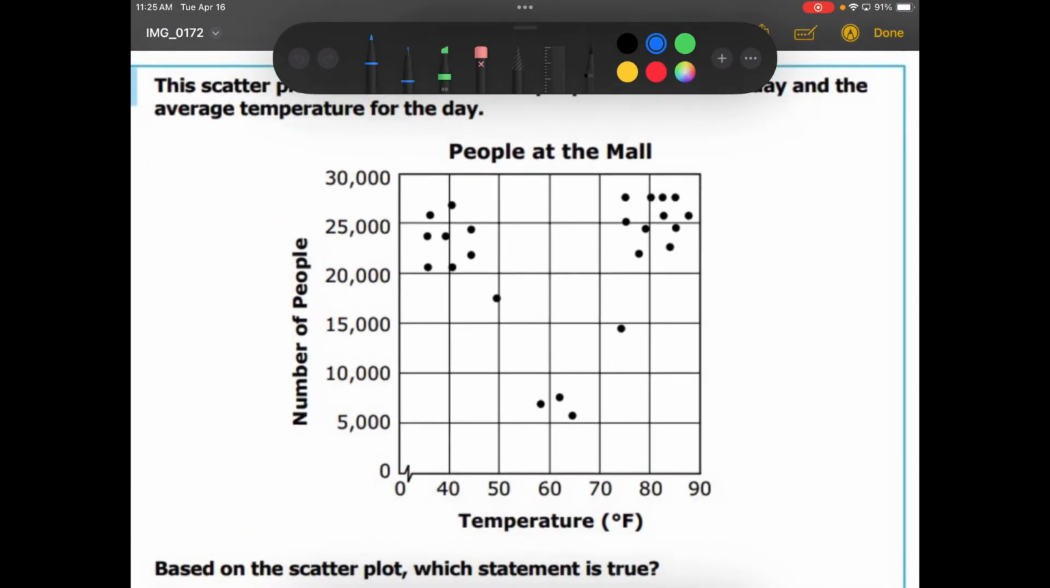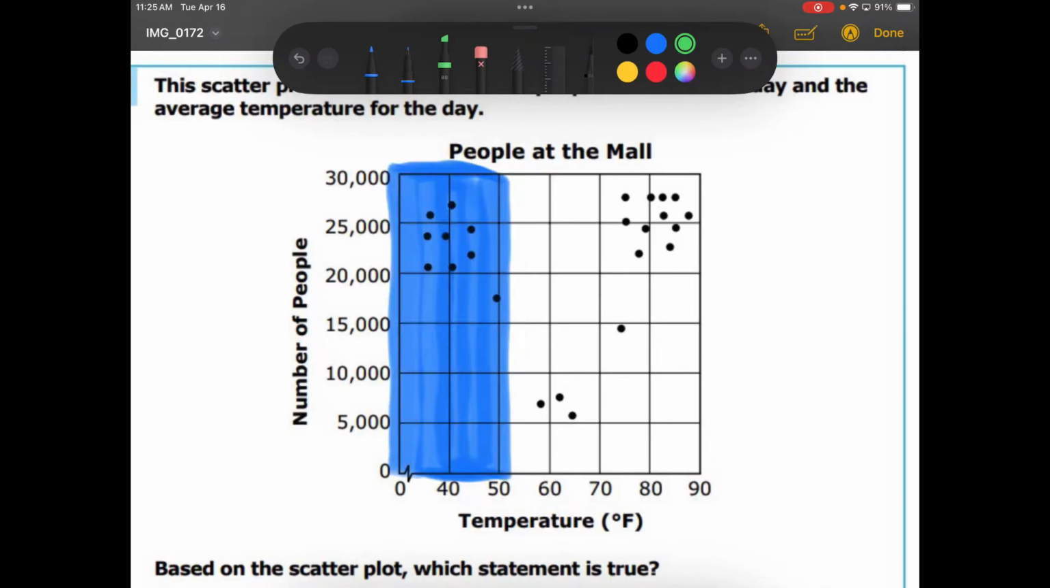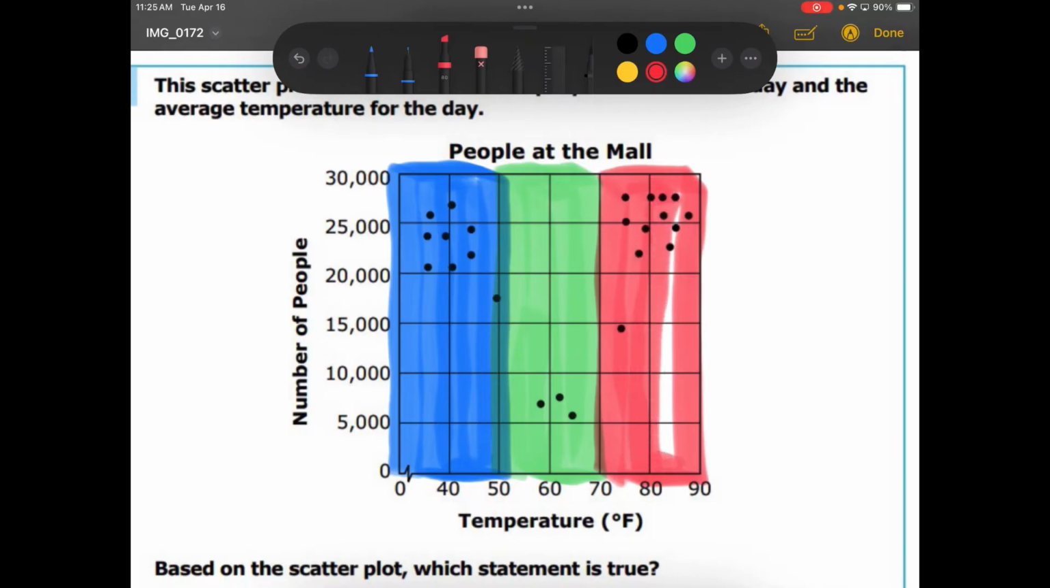First, let's look at our chart here. On this side, we have our number of people. On the bottom, that is our temperature, from 0 to 50 degrees. All these dots in the middle represent the amount of people that were in the mall. From 50 to 70 degrees, this represents the amount of people that were in the mall. From 70 to 90 degrees, this represents our amount of people that were in the mall.